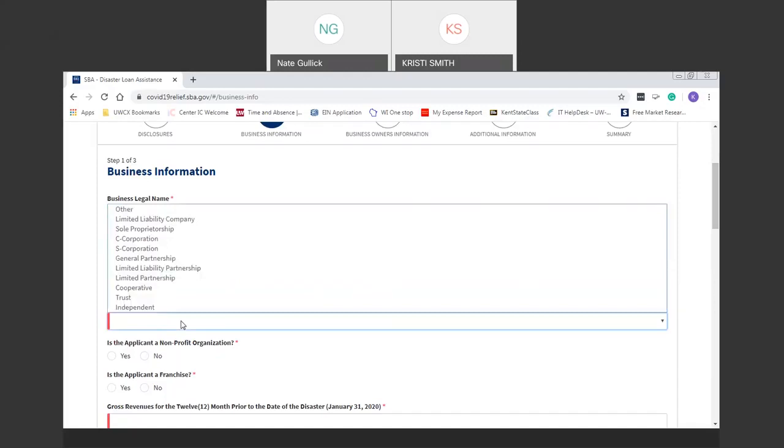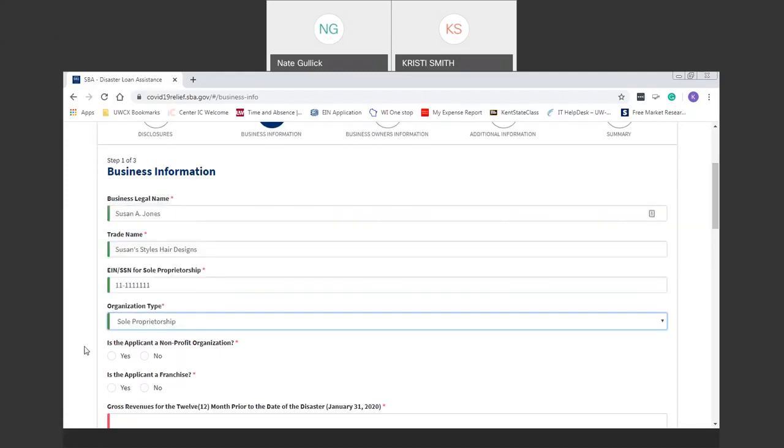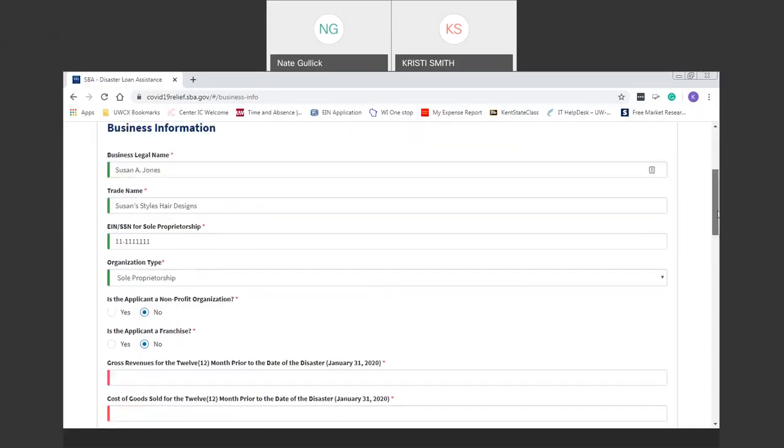The organization type here, we'll choose from the drop-down. In this particular example, we're a sole proprietor. In this case, we're not a nonprofit organization, so we would choose no. And this is not a franchise, so we'd also choose no on that.